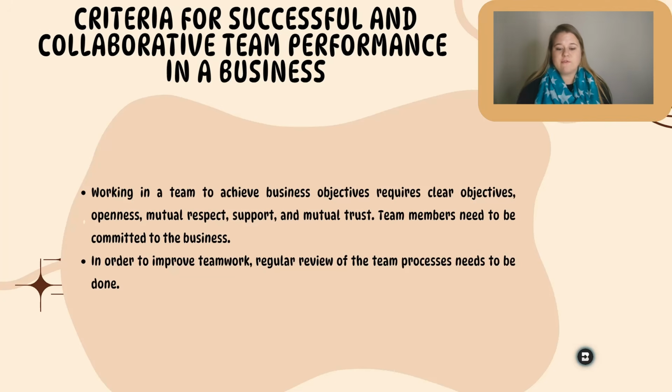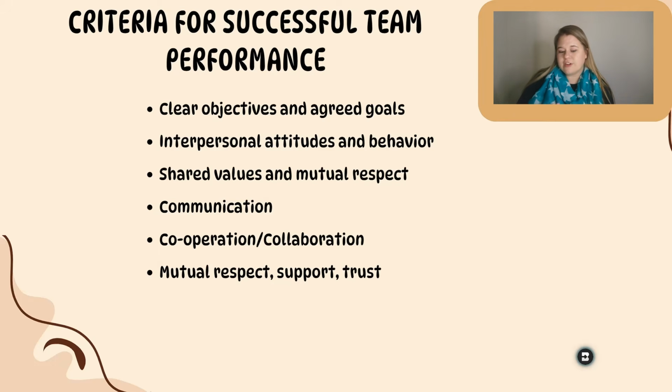So now we have the criteria for successful and collaborative team performance in a business. Working in a team, we've been discussing this, to achieve business goals requires clear objectives, openness, mutual respect, support, and mutual trust. Team members need to be committed to the business. In order to improve teamwork, there needs to be regular reviews of the team processes. And then I've included the criteria again. In case they ask you, list or name 4 criteria for a successful team performance. There are 6 of them, so choose any 4.